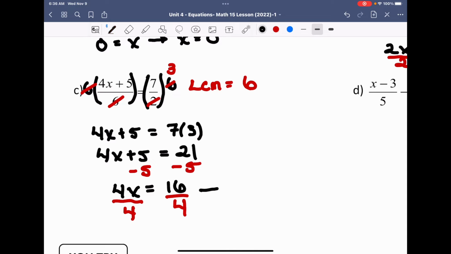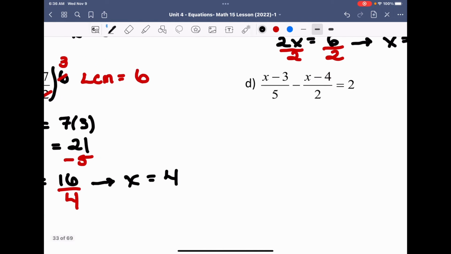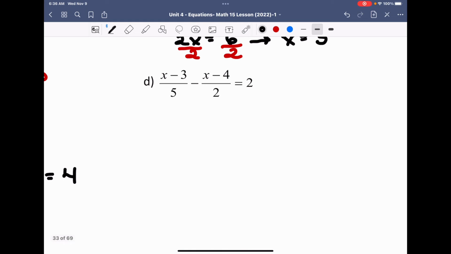And so, therefore, we should get an x value of 16 divided by 4, which is 4. Okay, now, I have multiple fractions on the left and only one number on the right. Same approach that we do here.